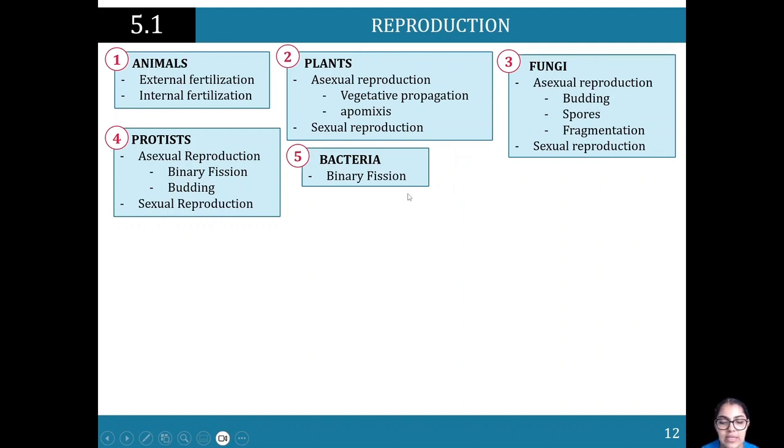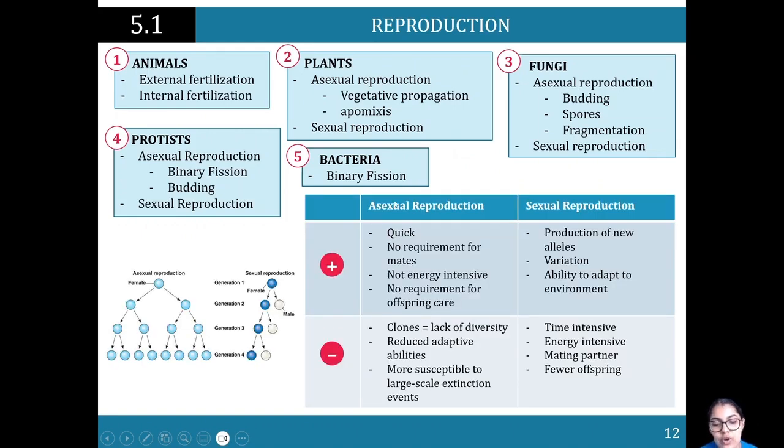And finally, in bacteria, the only method of reproduction is binary fission, which is asexual. So in terms of looking at asexual versus sexual reproduction and looking at some advantages versus disadvantages, just a very brief summary. Remember, it's a very quick review of module 5.